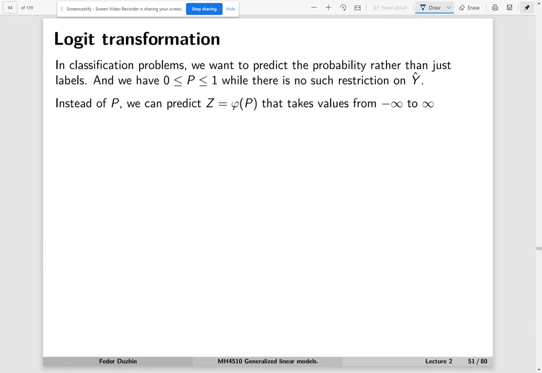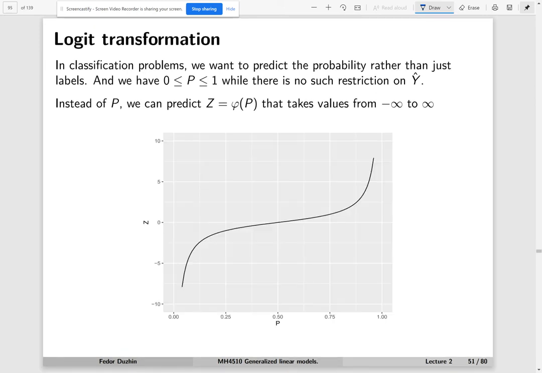And the idea is that instead of predicting probabilities, we can take some transformation, right? Probabilities take some values between 0 and 1, and we are going to apply some transformation to these probabilities, so that the output of that transformation is between negative infinity and infinity. And this is what it looks like.